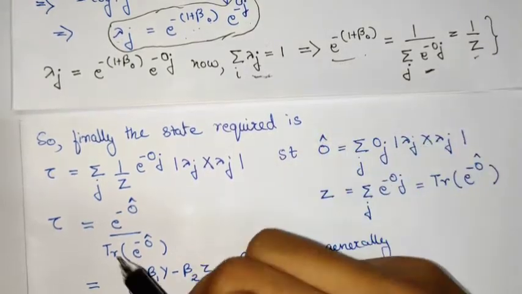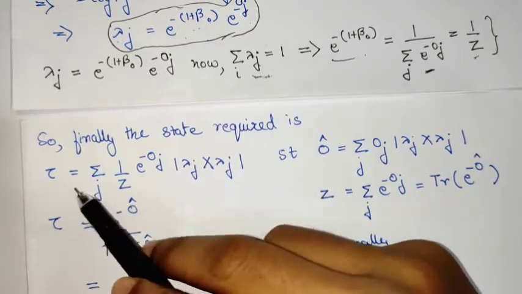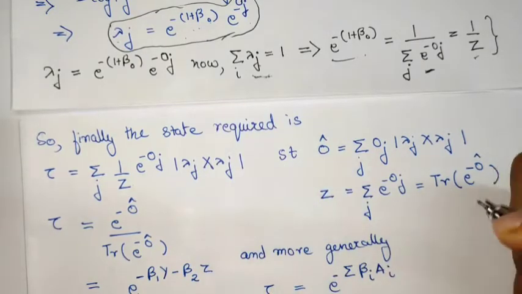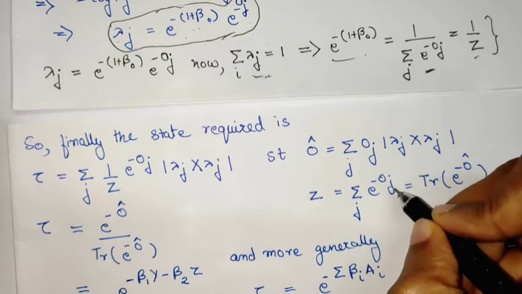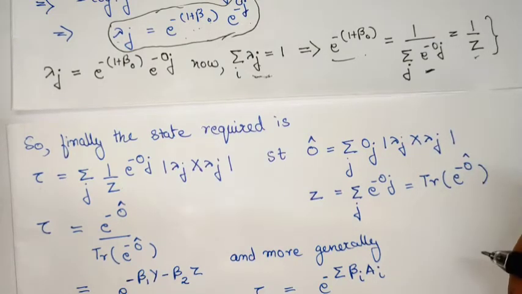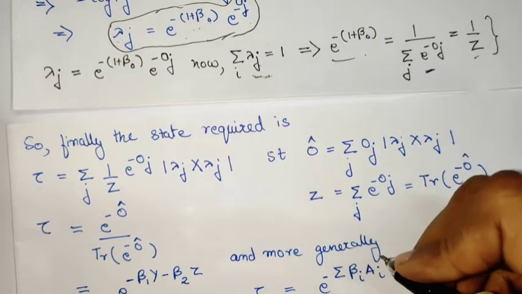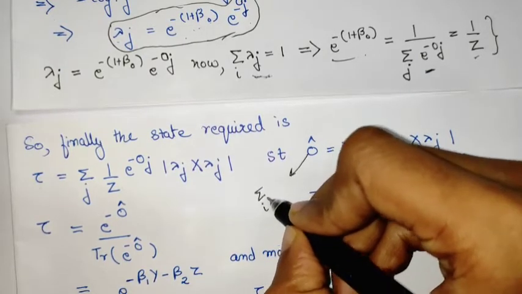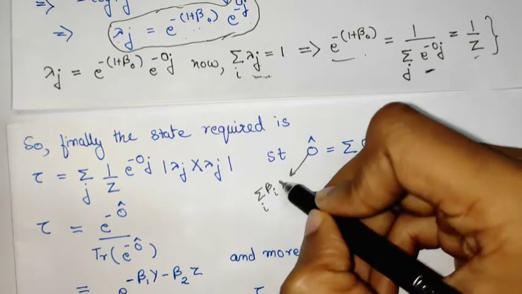So the state that we required, now I am calling it tau, this is the maximized state, it is this particular state here. So here we know what is Z. Z is simply summation over j e^(-oj), or it is the trace of e^(-O) operator. In other words, these oj are the eigenvalues of this operator O, and this operator O is a weighted sum of all the conserved operators with the weights which are precisely the Lagrange multipliers.